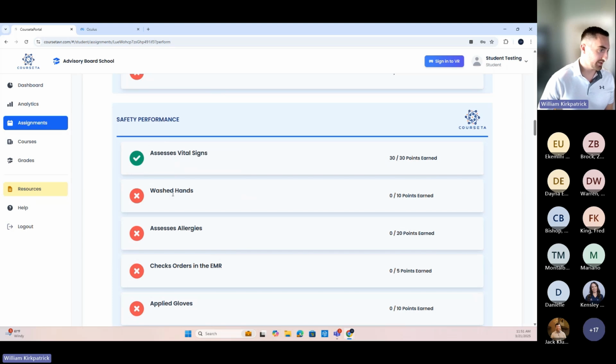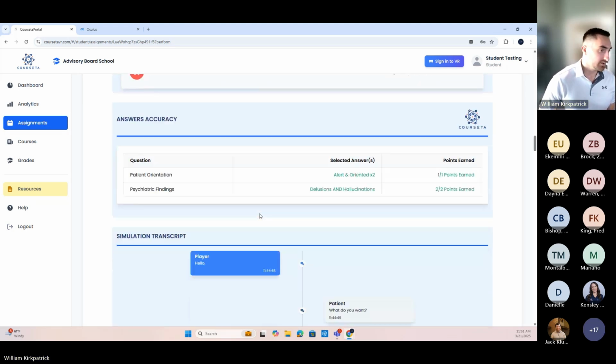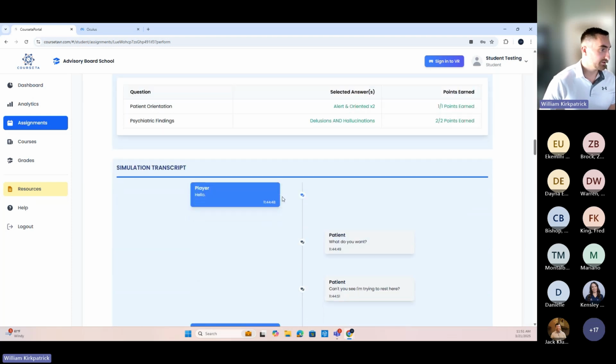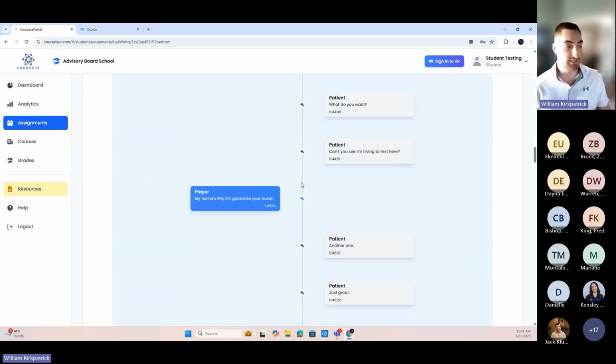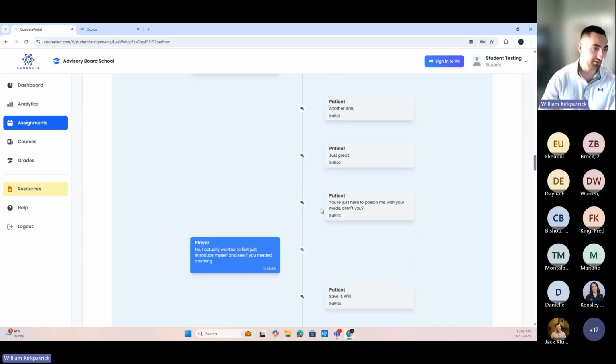And then safety, so we didn't do just general safety checks here. And then our documentation. And then here we have the whole transcript. So think when you're with your students, this can be done in med-surg or any other course. It doesn't have to just be psych. They can look through and actually reflect on the entire conversation with the character.